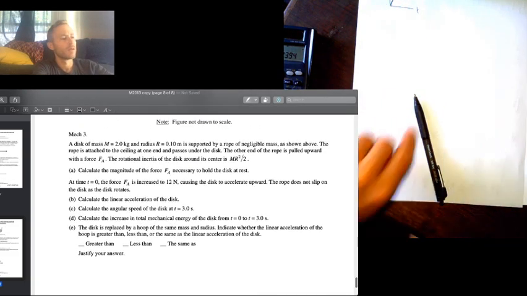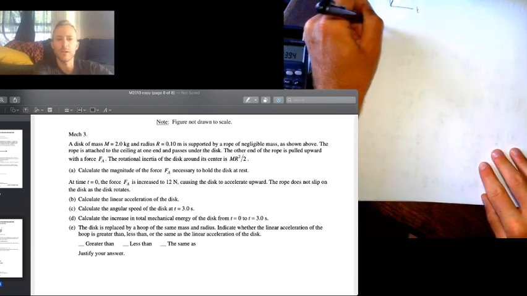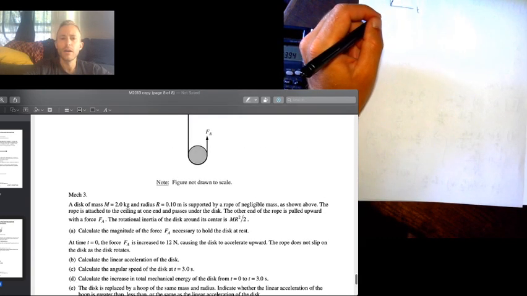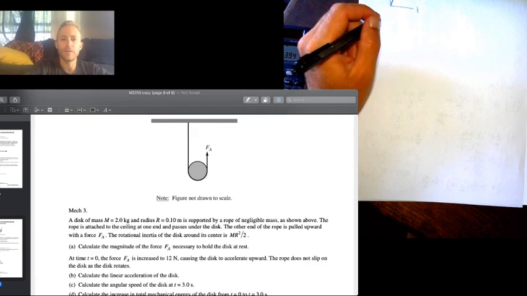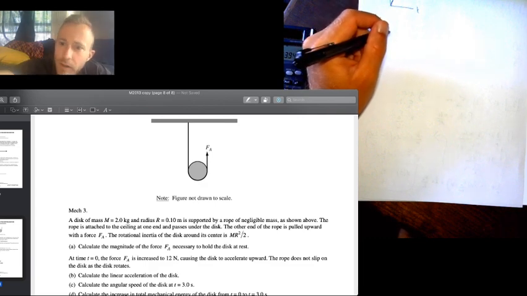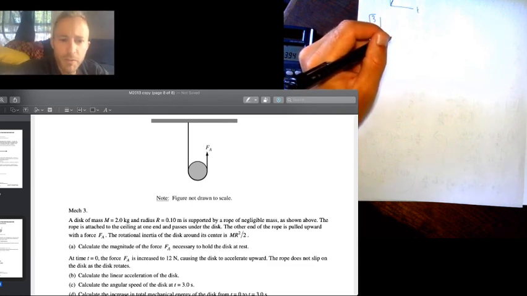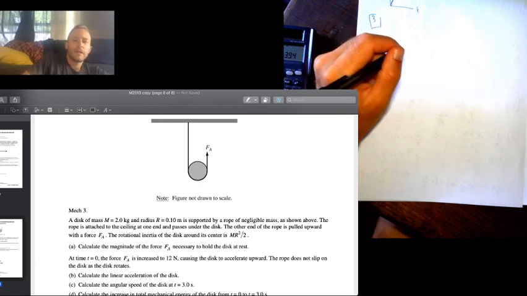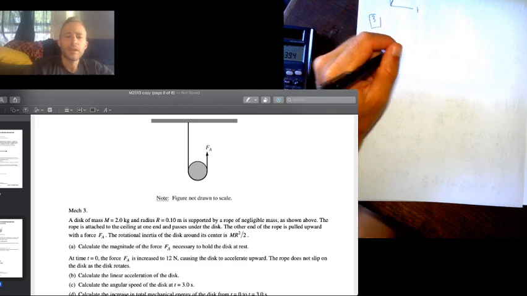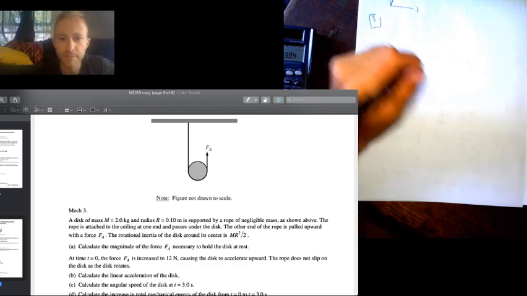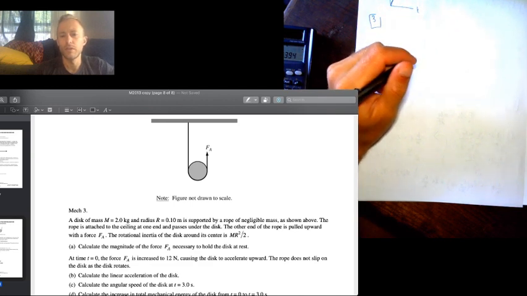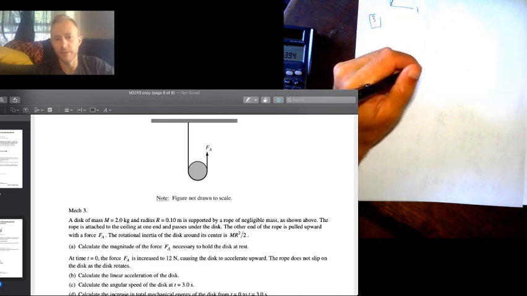All right. Question 3. Ooh, this looks kind of interesting. A disk of mass m and radius r is supported by a rope of negligible mass as shown above. The rope is attached to the ceiling at one end and passes under the disc. The other end of the rope is pulled upward with a force F_A. Calculate the magnitude of the force necessary to hold the disc at rest.